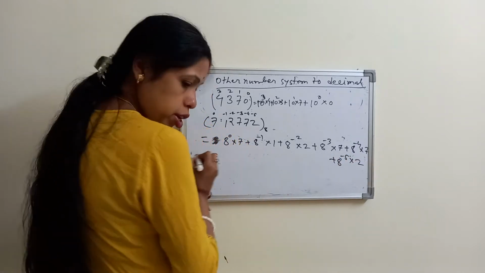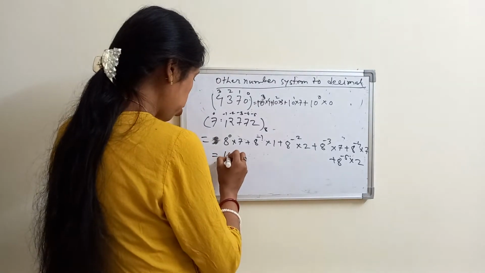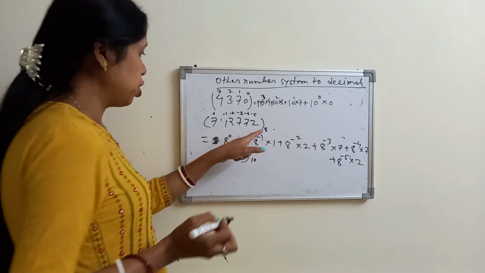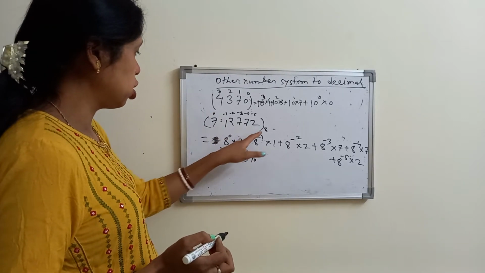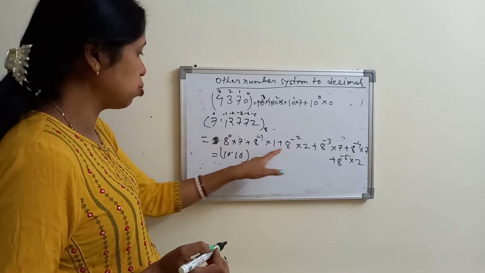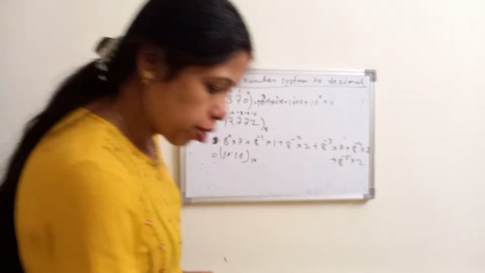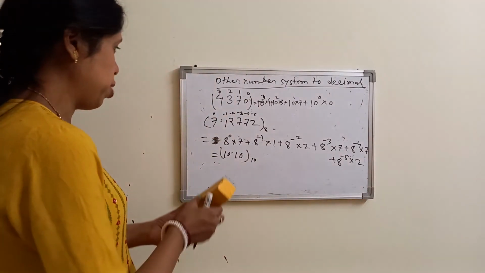Right. So here I will get the decimal number: base to the power position into coefficient, plus base to the power position into coefficient, plus base to the power position into coefficient, in this way. Now the case of the hexadecimal number.